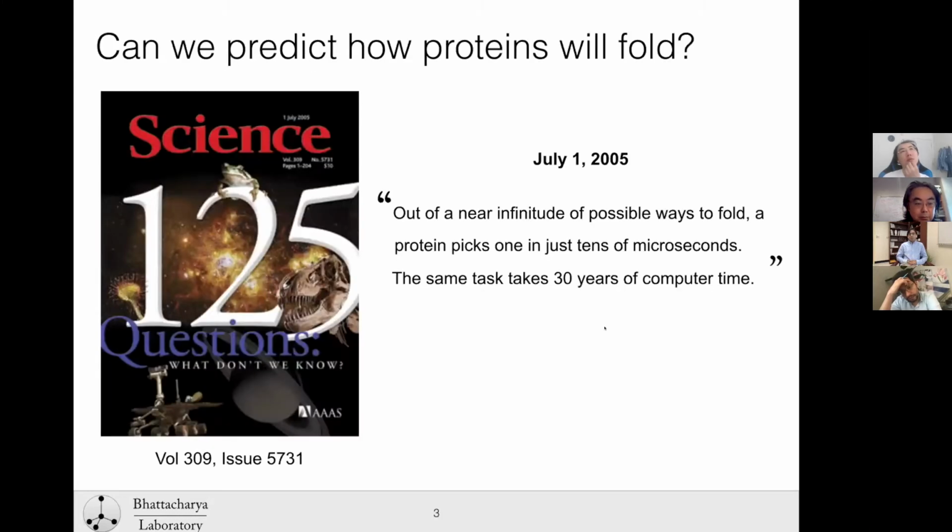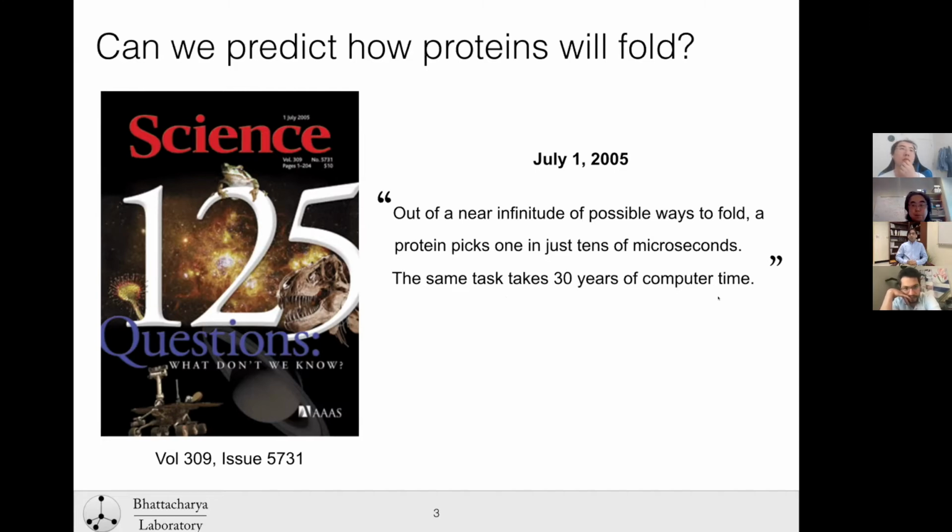Despite the simplicity in the problem statement, it turns out the actual problem of protein folding is really hard. In fact, this has been named one of the 125 open questions by Science magazine. Here's a quote from the July 2005 issue of Science magazine, which says, out of a near infinitude of possible ways to fold, a protein picks one in just tens of microseconds, and the same task takes 30 years of computer time. So the problem itself, when tackled on a computer, is computationally very challenging.